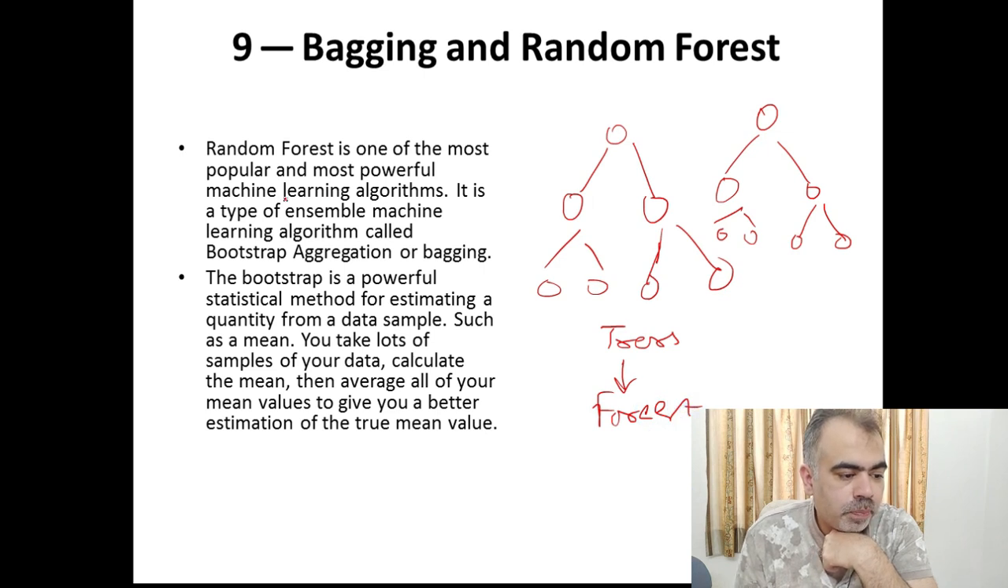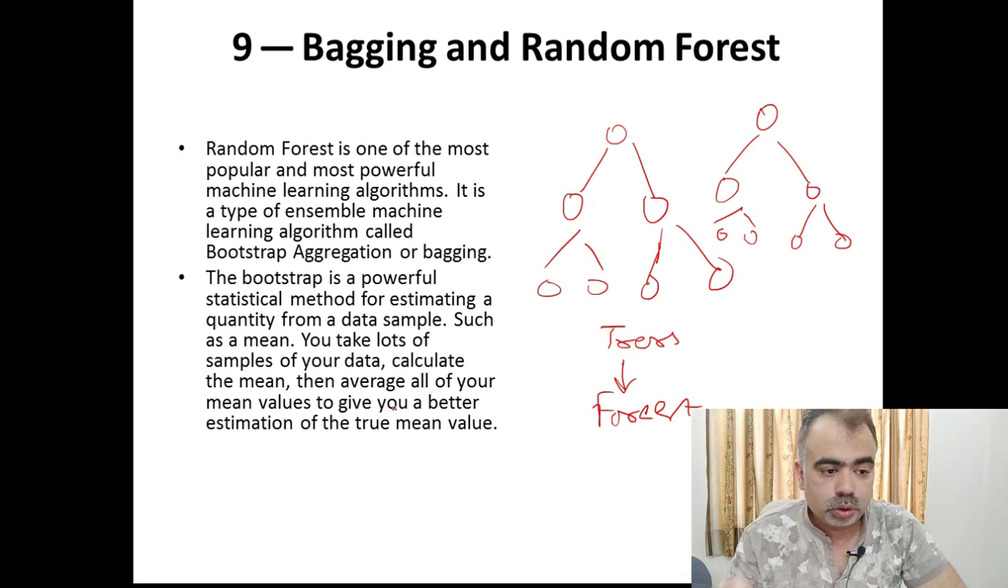It is a type of ensemble machine learning algorithm called bootstrap aggregation, or bagging. The bootstrap is a powerful statistical method for estimating a quantity from a data sample, such as the mean. You take lots of samples of your data, calculate the mean, then average all of those means to give you a better estimation of the true mean value. So by bagging, or bootstrap aggregation, we can increase your training data. How?